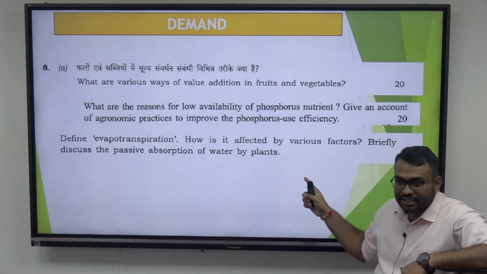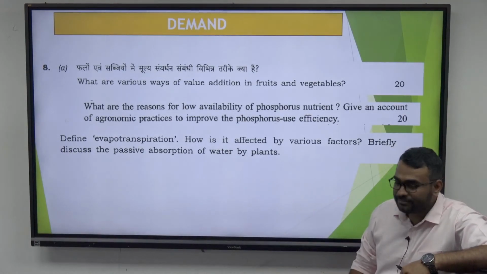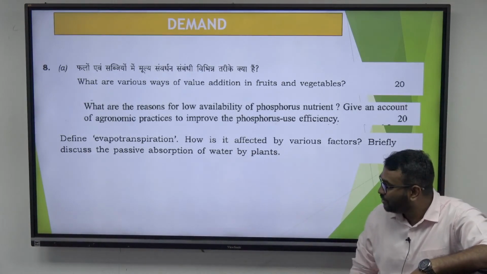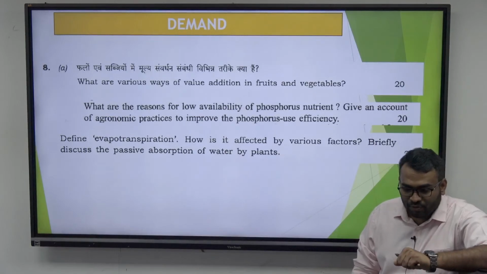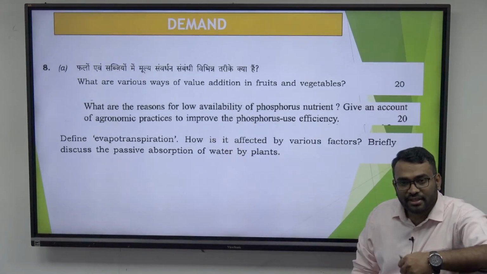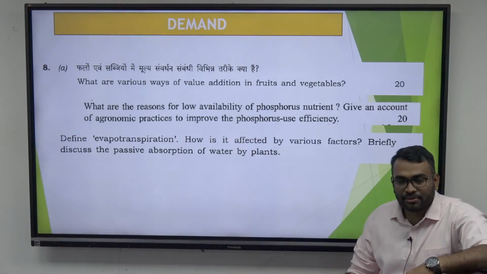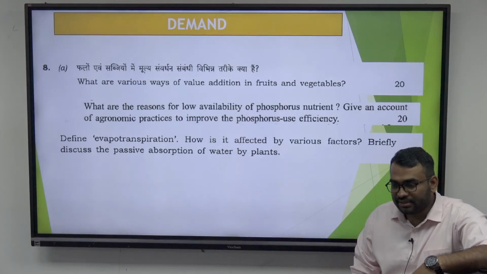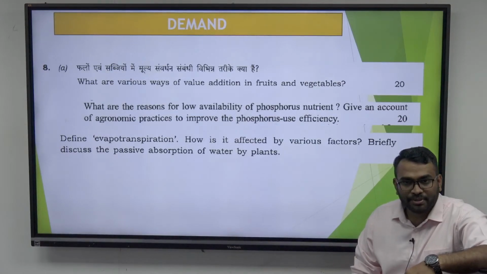So 3 demands are there, so obviously you will give the definition. After that you have to give the factors which affect it, and then focus on passive absorption. So what is the meaning of passive absorption? Here the plant will not be spending energy, right? The natural processes, for example gravitation, pressure differences, you would have heard about the Munch mass flow hypothesis or the pressure difference hypothesis.